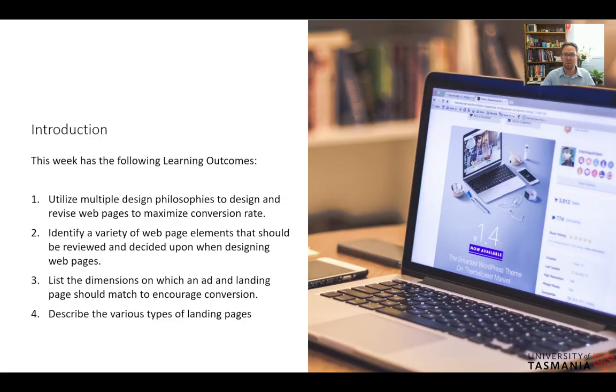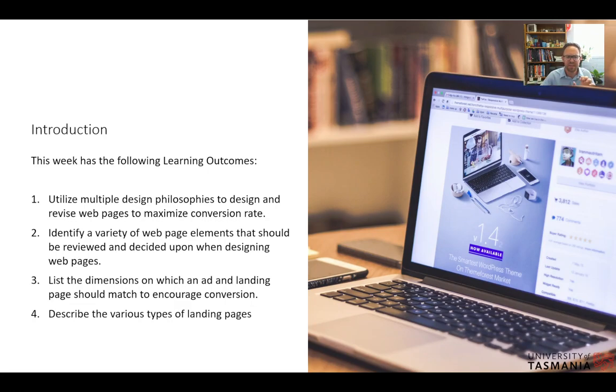So this week has the following intended learning outcomes, which means by the time you finish watching the lectures and you've done the workshop activities, you should know how to do these things. So first of all, the first one is utilize multiple web design philosophies to design and revise web pages to maximize conversion rates. And number 2 is identify a variety of web page elements that should be reviewed and decided upon when designing these web pages and how they go together.